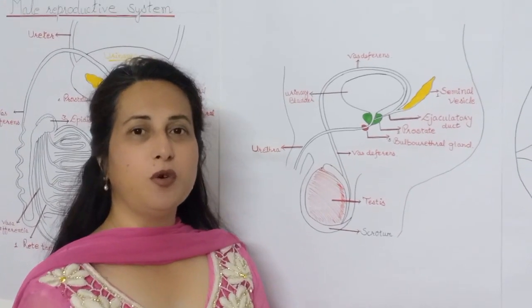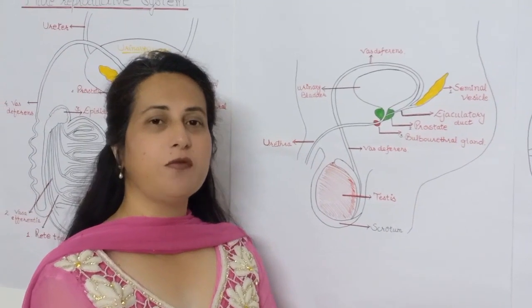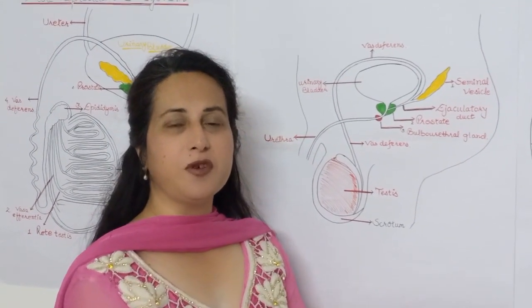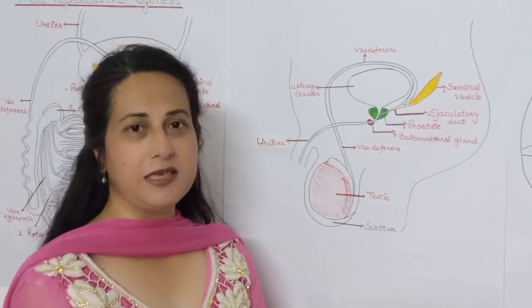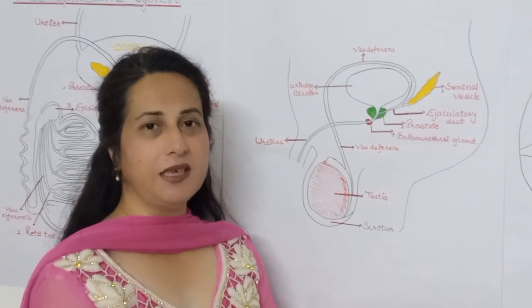Hello everyone. Today we are going to start with human reproduction. Now, human reproduction, first of all we will do the male reproductive system. The male reproductive system consists of a pair of testes, accessory ducts, glands and external genitalia.